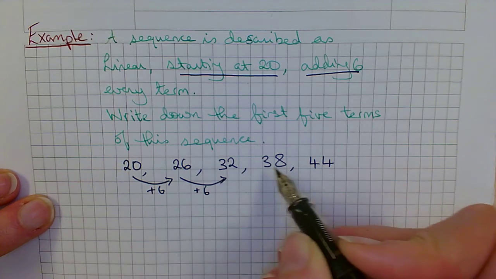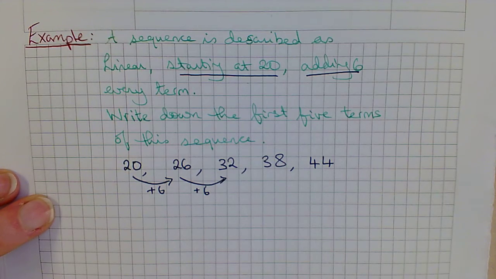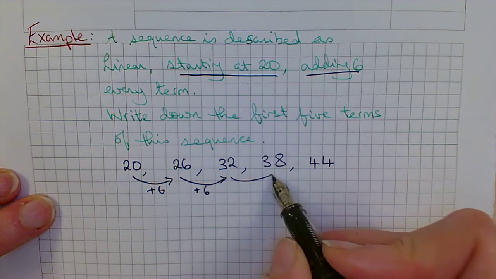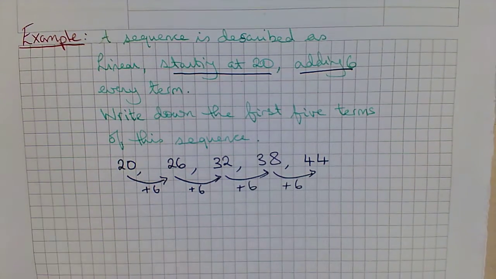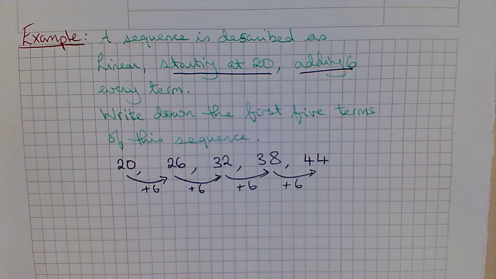1, 2, 3, 4, 5. I've written down the first 5 terms there successfully. If you want, you can keep putting in the common difference there every time. Okay, so that's linear sequences.